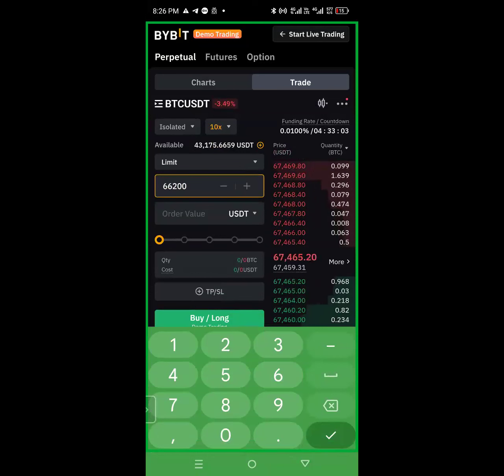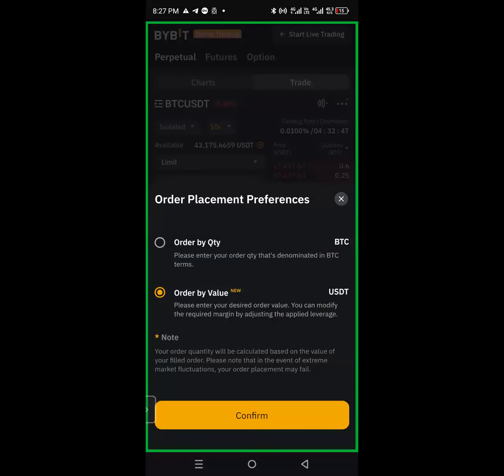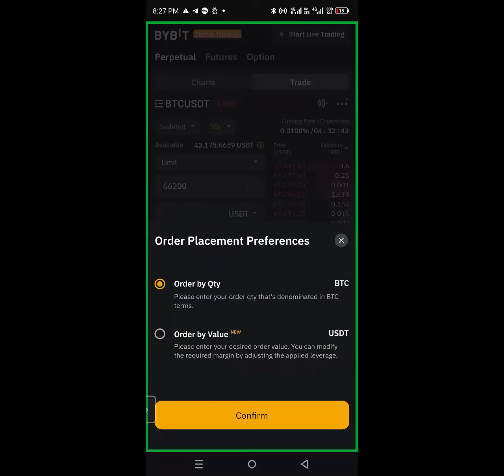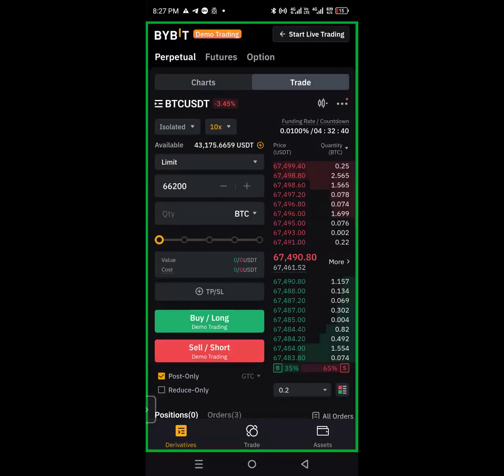Now, the next part is your order value, the size of the BTC USD you are willing to trade. Your default settings here come as order by quantity. If you're using order by quantity, it's something similar to lot size, like we do in MetaTrader. But it's best to use order by value. So I'll be changing the settings back to order by value.